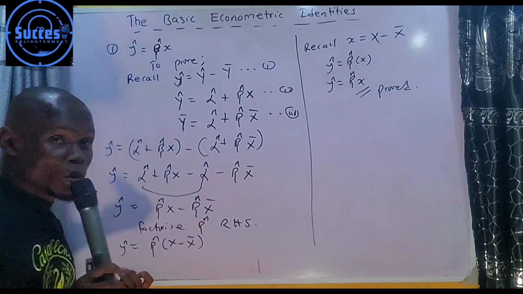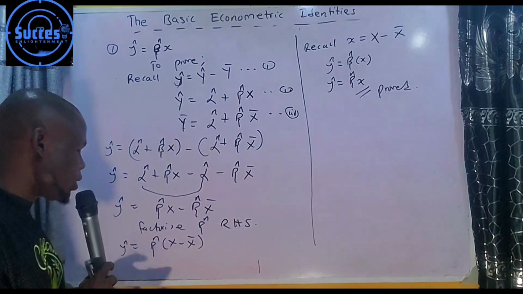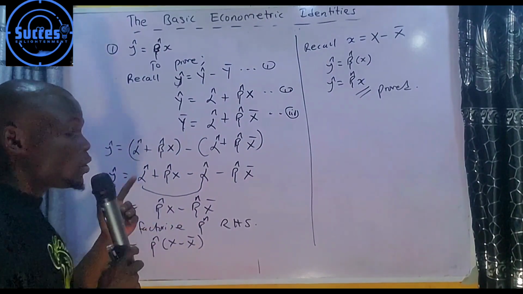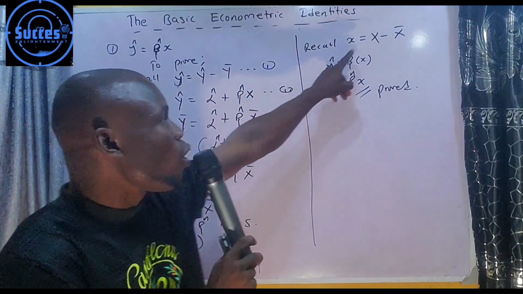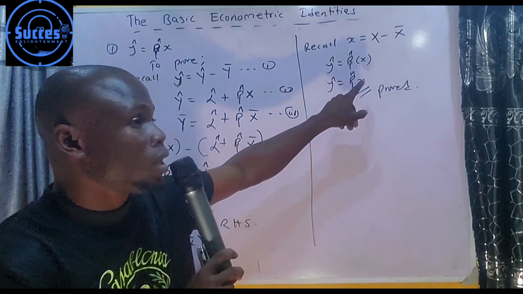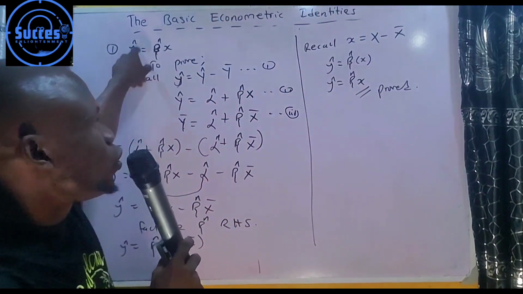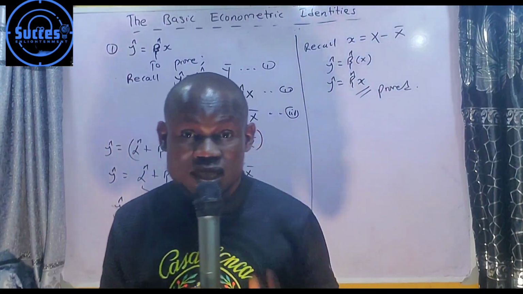So you simply factorize the beta cap out of it. When you factorize this beta cap out of it, what you are left with is beta cap into bracket X minus X bar, and X minus X bar is the same thing as small letter x. So when you put that here, what you have is your y cap equals beta cap x, which is what you were asked to prove originally. It doesn't get any easier than that.